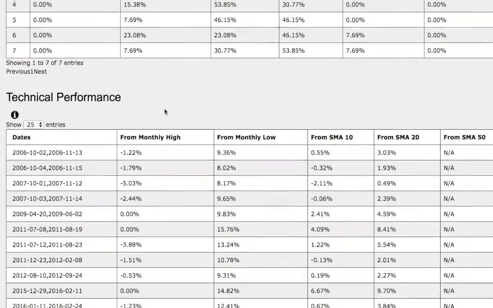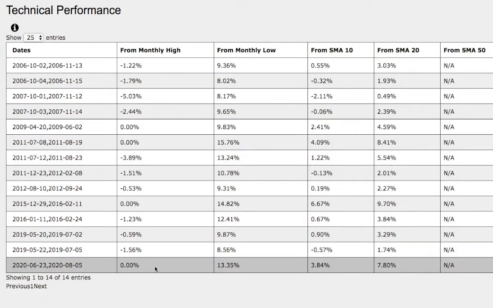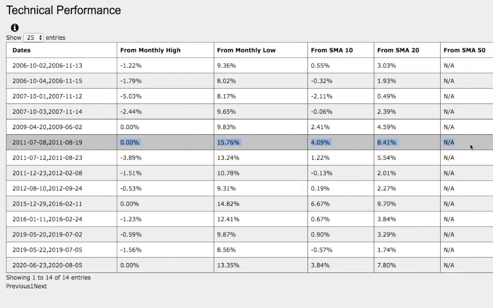If we examine closer the technical performance of each trend, we have the current trend right here, and the trend that we just found and examined right here. Back then, it was 0% away from monthly high. Compare that to the current trend, which is 0% from monthly high. Back then, it was up 16% from monthly low. Compare that to the current trend, up 13%.